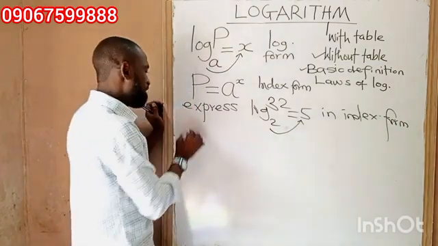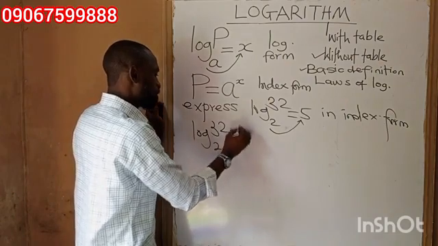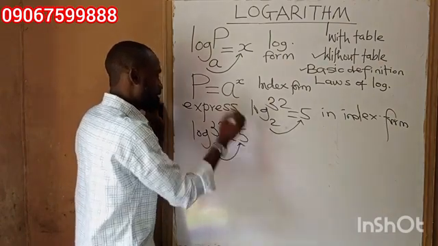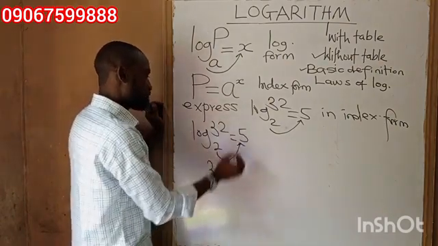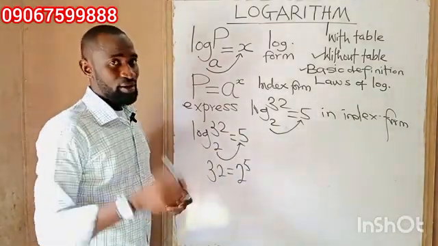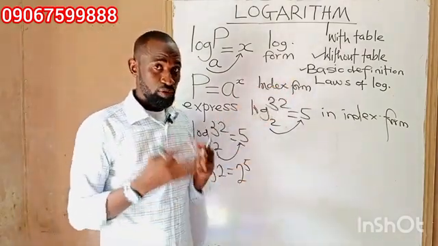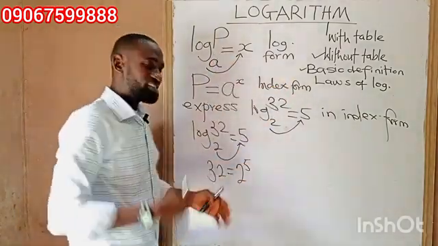Take note of that. So if I have log of 32 base 2 equals 5, it means this one will go here. We now have 32 standing alone is equal to 2 raised to power 5. I said you can solve questions under logarithm using the basic definition. So I've explained the basic definition. Let's now solve more questions.